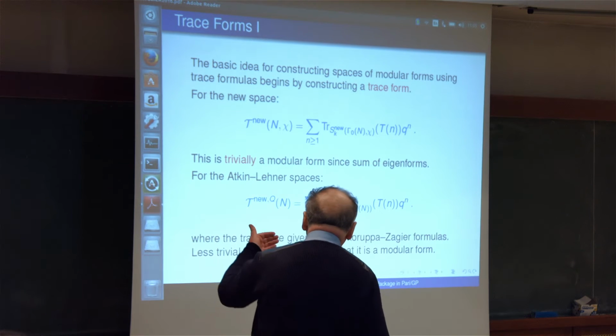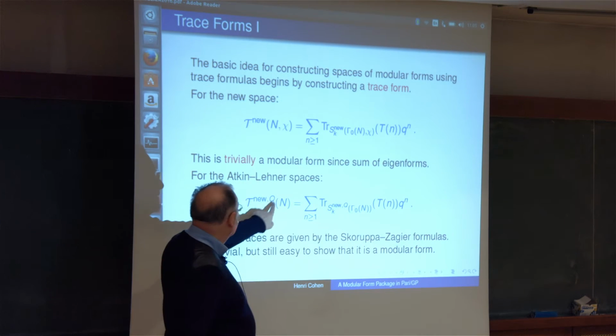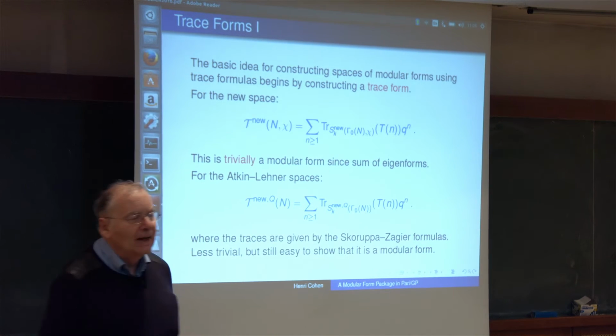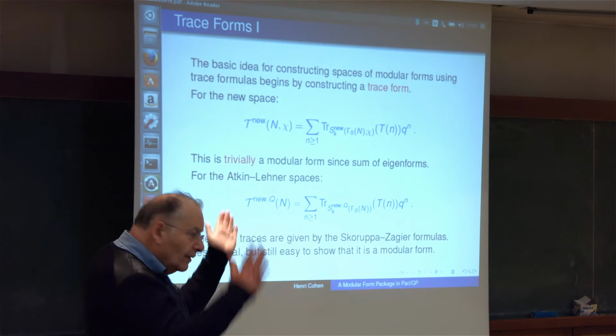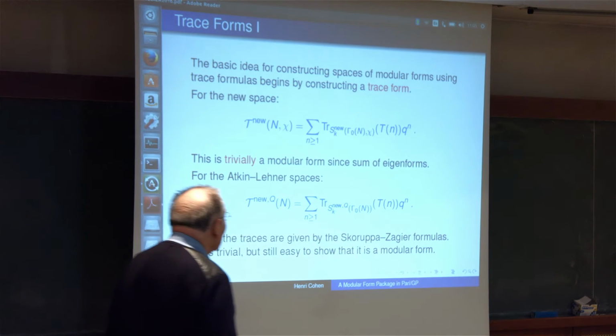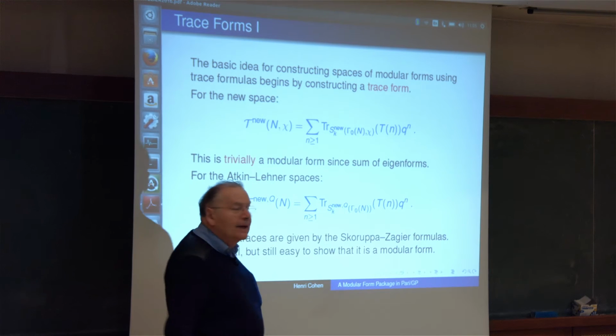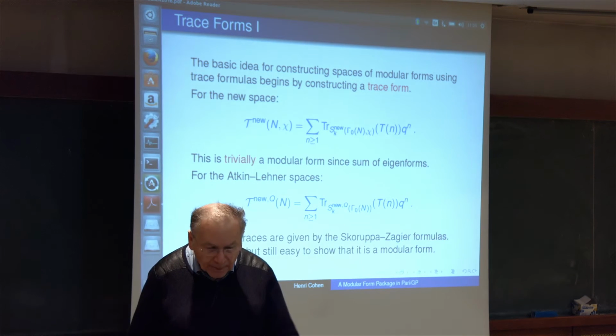Okay, I did not define what I call the Atkin-Lehner spaces, where you put an additional q up there. I don't have time, but it's similar, except that it's a smaller space. You do exactly the same using the Skoruppa-Zagier traces, and again, it's completely trivial that it's a modular form.